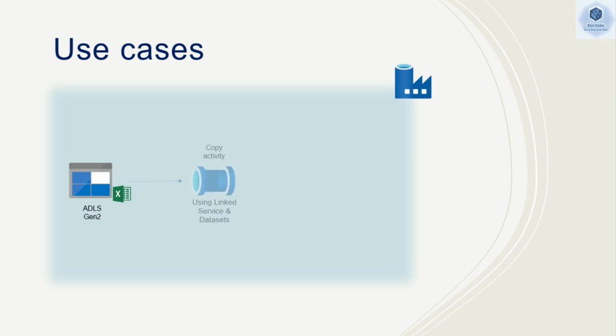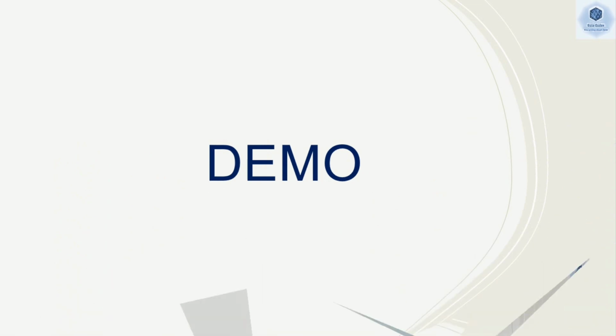Let me walk through the architecture. We have an Excel file available in ADLS Gen 2, which is preloaded inside a container in the ADLS Gen 2 account. We are going to use the copy data tool to create the copy activity to move the file to Azure Blob Storage. So let us get into the Azure Portal and start our live demonstration.